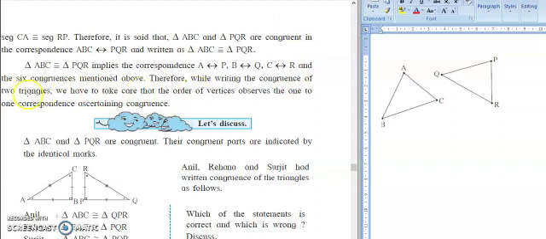Therefore, while writing the congruence of two triangles, we have to take care that the order of vertices observes the one-to-one correspondence and ascertains congruence. You have to see the sequence also, which angle is congruent to which other angle of the other triangle, and which side is congruent to, or which segment is congruent to which segment of the other triangle.